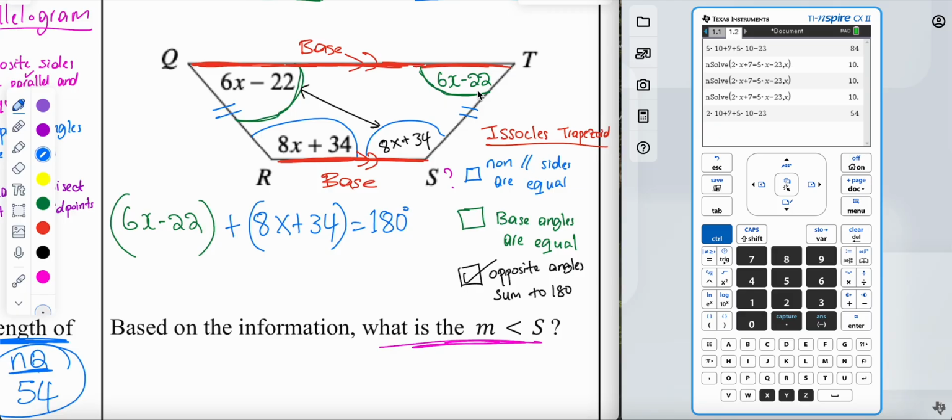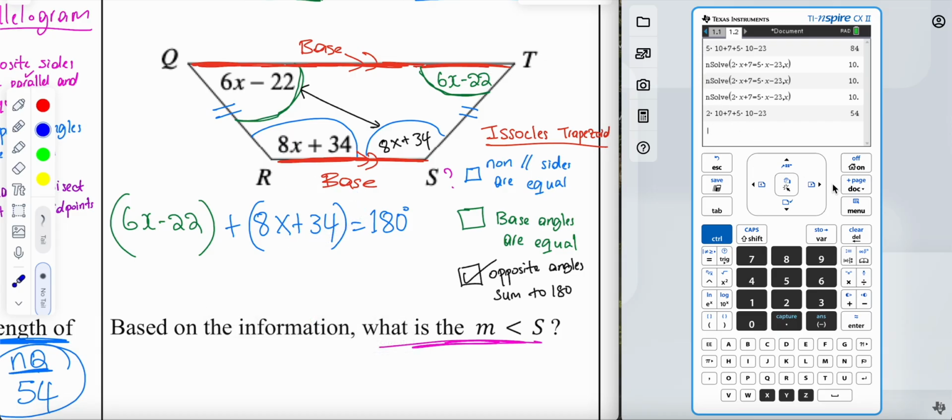So we have just created an equation using this property. Opposite angles in an isosceles trapezoid sum to 180. All right, so we can go ahead and use our menu 3-1 and work this out.